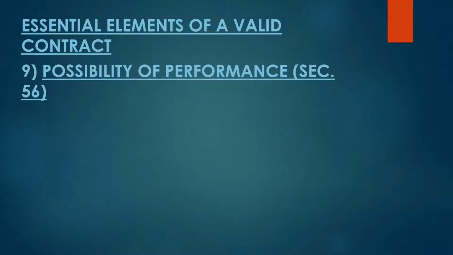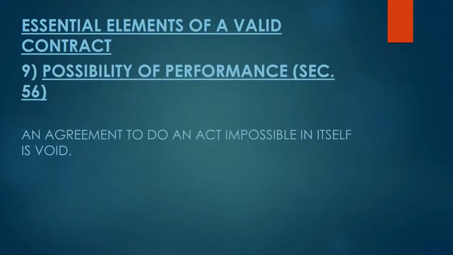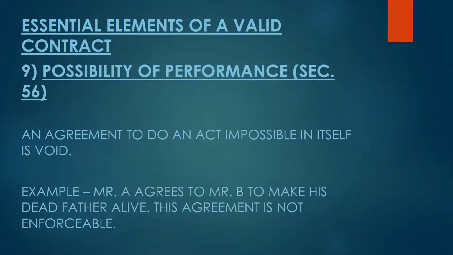Then, possibility of performance. An agreement to do an impossible act is void and unenforceable, for the simple reason that the agreement can never be performed successfully. Can you perform an impossible act? You can't, right? For example, Mr. A agrees with Mr. B to make his dead father alive. This agreement is not enforceable because a dead man cannot become alive, right? It is impossible.